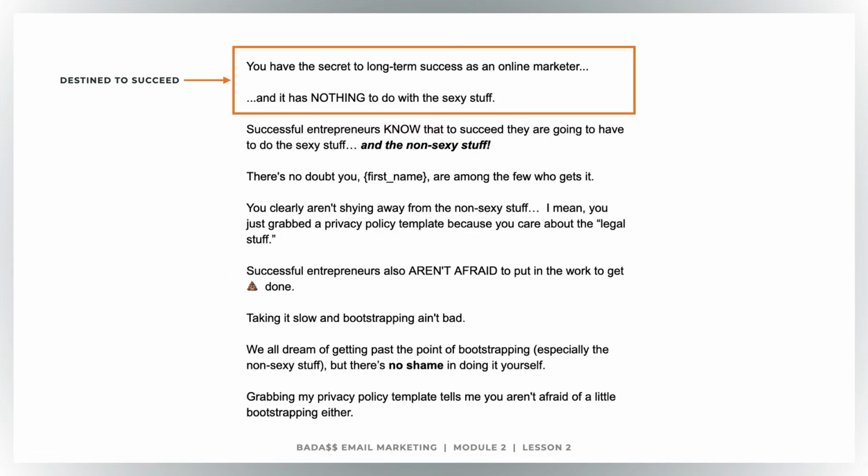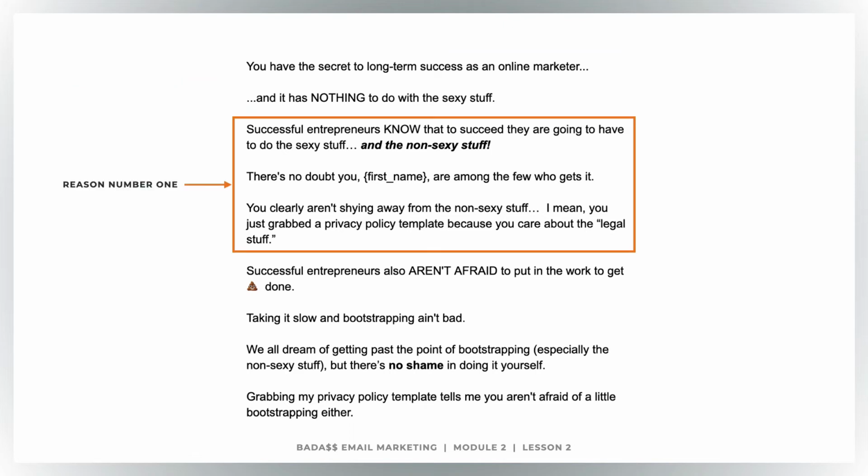So let's go ahead and look at this here in that same email. The destined to succeed at the top. You have the secret to long-term success as an online marketer. Remember, this comes right after I said, but here's the good news. And then it says, and it has nothing to do with the sexy stuff. So I'm basically saying, hey, you're going to succeed. After I've told them, hey, all this BS you hear in the market is BS, I said, I got good news. You have the secret. So I'm basically telling them that they are destined to succeed.